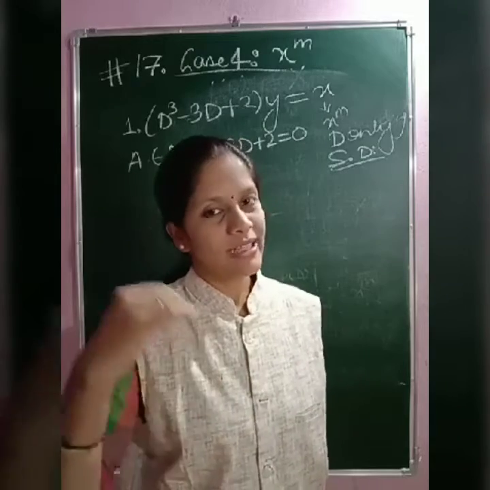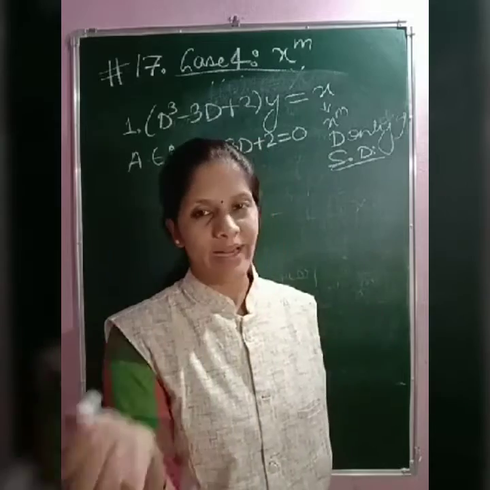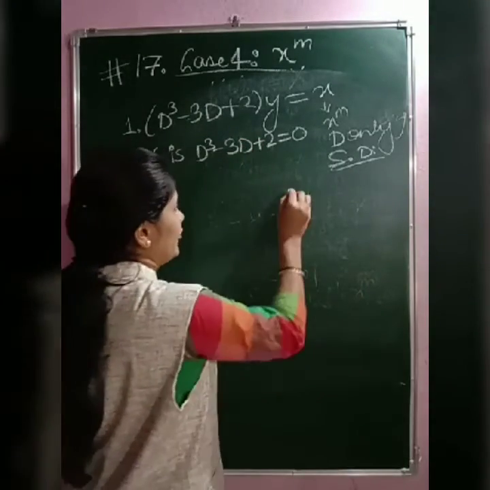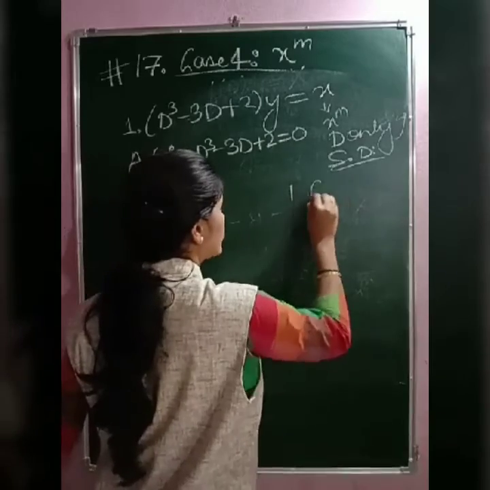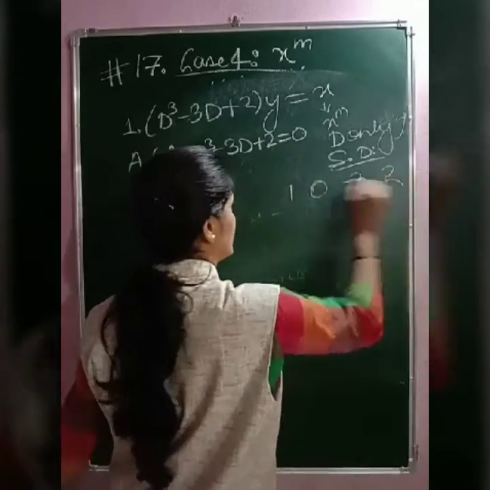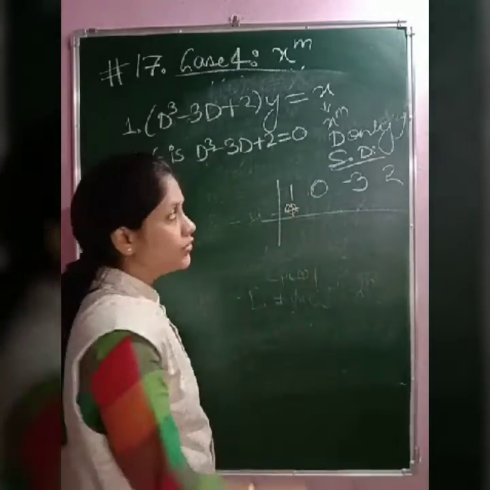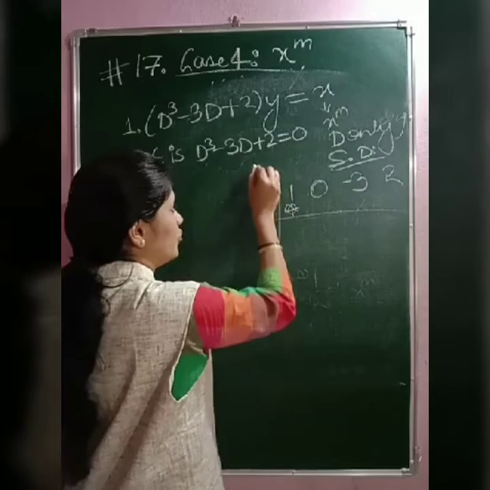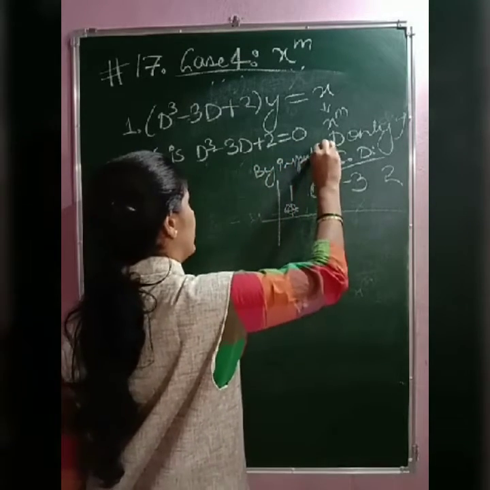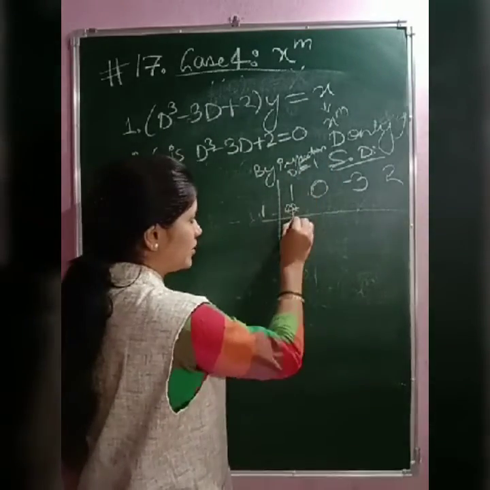Sometimes if it doesn't, then you have to continue the same procedure: 1 minus 1, check for 2 minus 2, and so on. Right? So let us solve for this. The coefficient of d cube is 1, d square is 0, d is minus 3, and 2 is the constant. Either you can put 0, whatever you want. By inspection, d equal to 1.